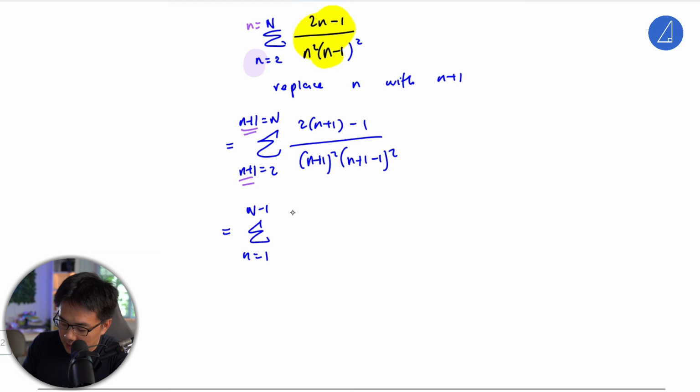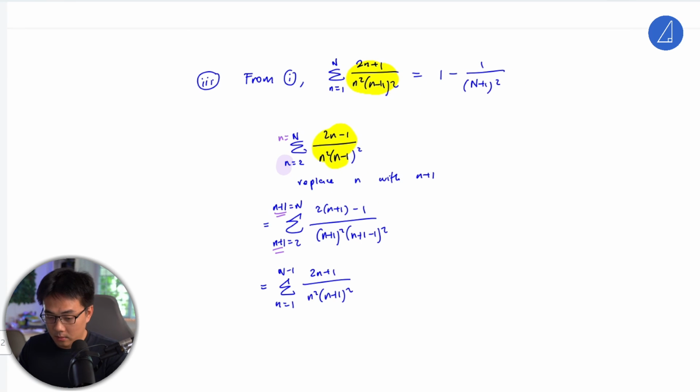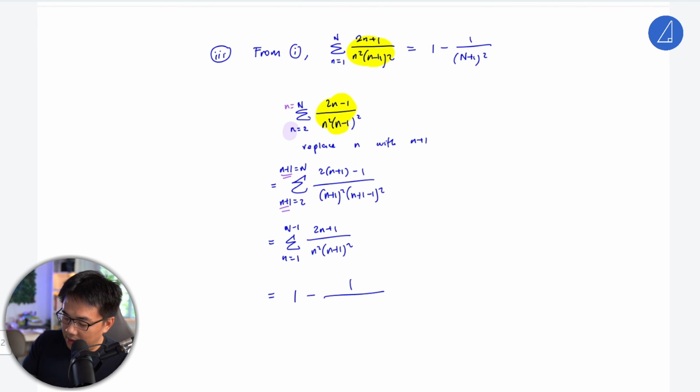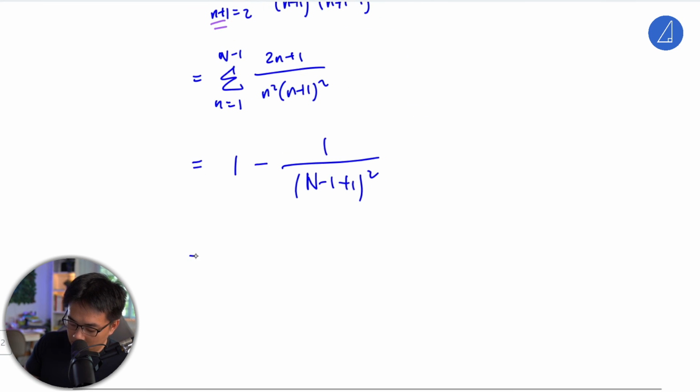And this will be from n equals 1, that just will be 2n plus 1 over n squared times (n plus 1) squared. Is that the same? It's exactly the same, except that this is n minus 1. So if I want to find the sum from 1 to n minus 1, I just need to replace n with n minus 1. So this guy will be 1 minus 1 over (n minus 1 plus 1) squared. That will give us 1 minus 1 over n squared.